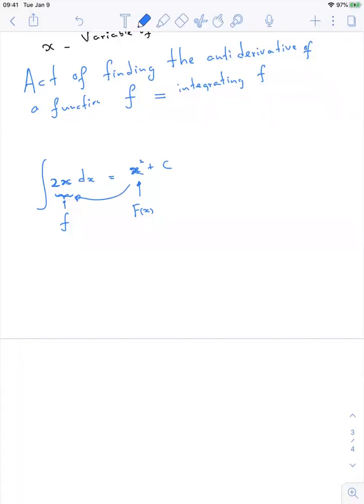Now, the difference is that when you do a differentiation, you will just get one function. But when you integrate 2x, you will get x squared plus c. So there is another constant, and that constant can take different values, right?